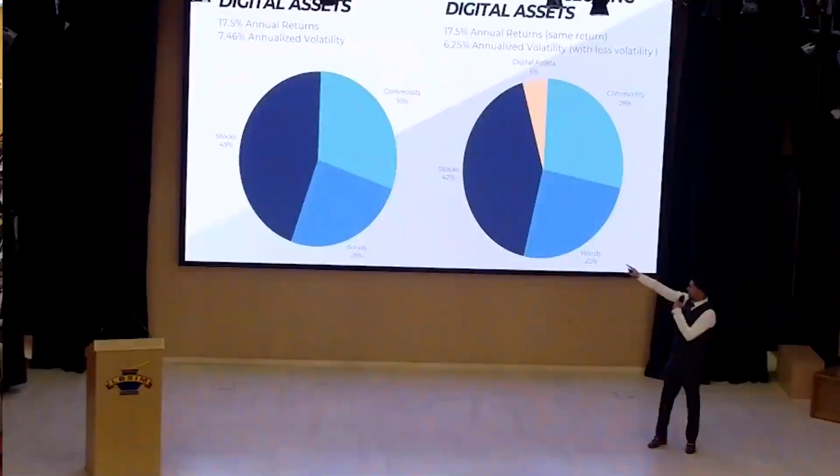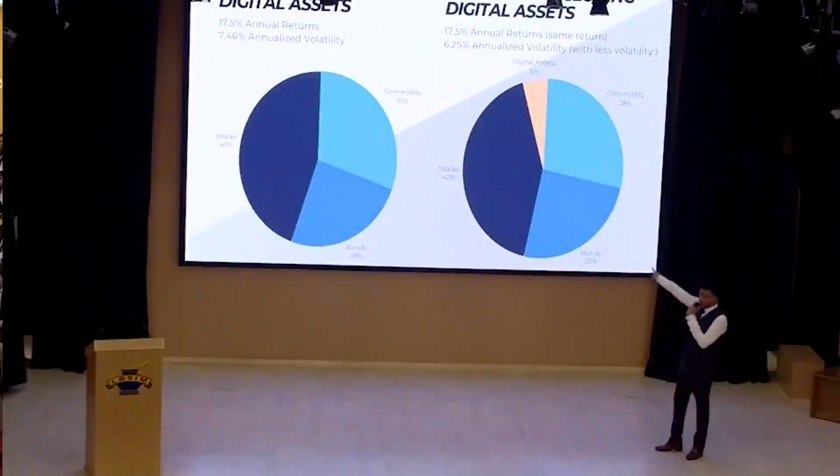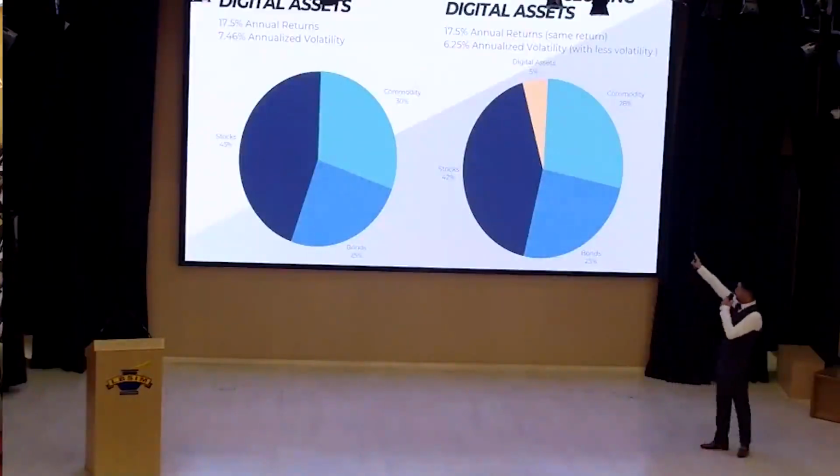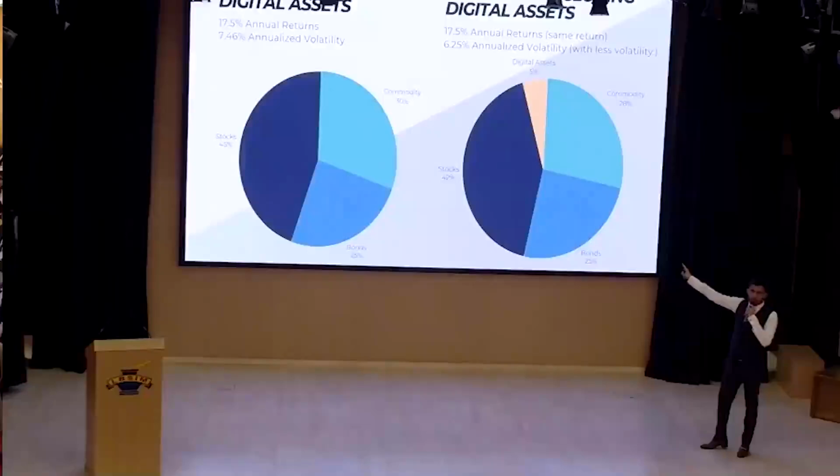So in this case, there's no digital assets, so there's more volatility because all of them are pulling in the same direction. On the other hand, here there's 5% of digital assets in play. So the volatility is balanced out by Bitcoin and other asset classes. Hence, there's low volatility with 6.25% of annualized volatility in the portfolio including digital assets.